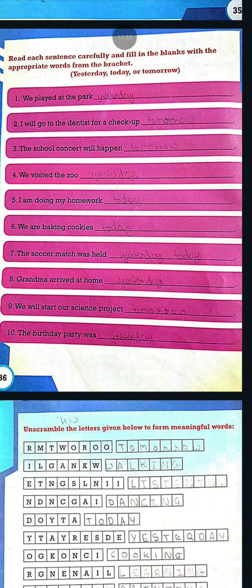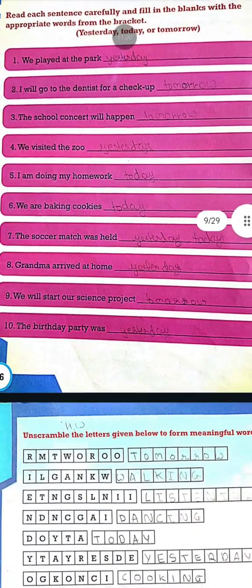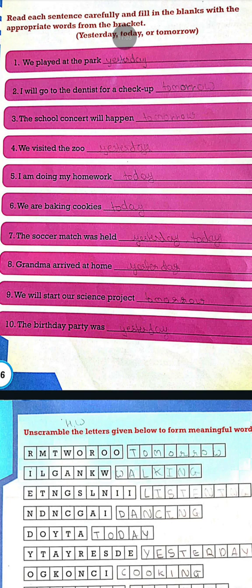For this one, there are two answers. You could write yesterday, which is more appropriate than today. Held is the past tense, or past form, of hold. So the soccer match was held yesterday. See, this was here? That means past tense. So today is not the best answer, but you could write that.